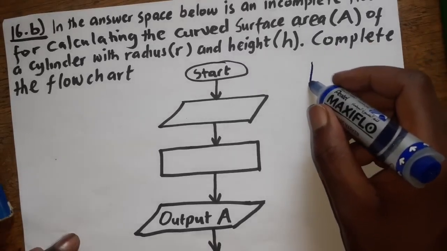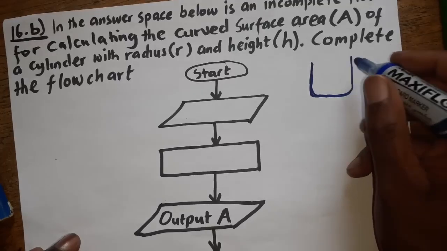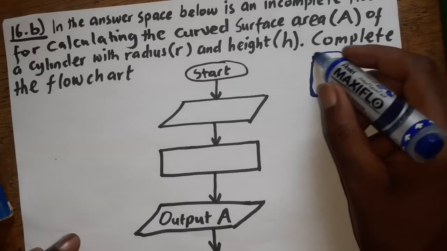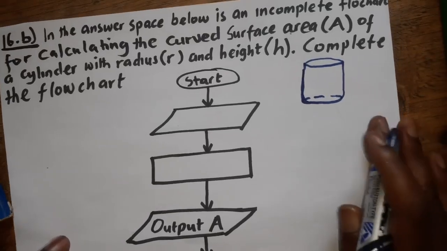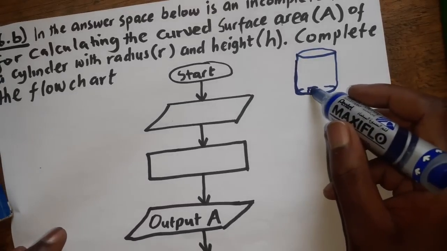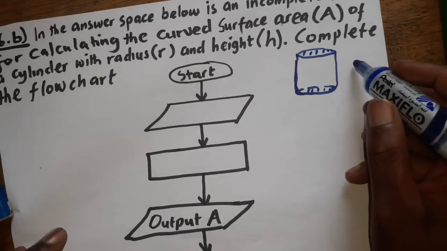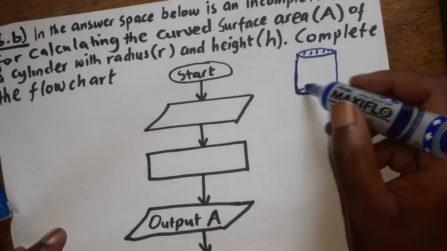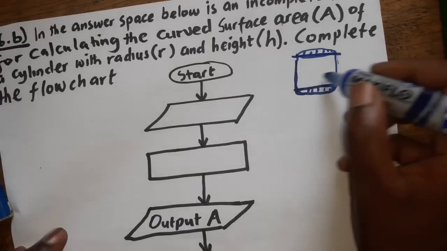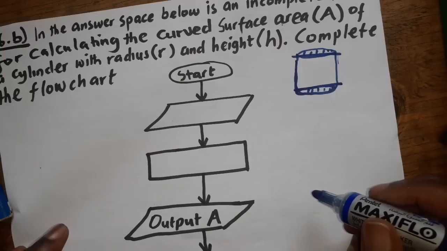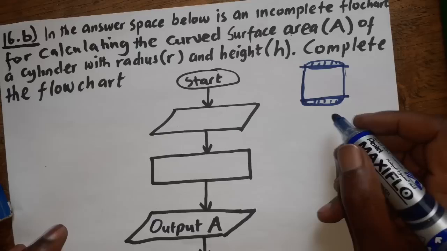So we have, for instance, this is a cylinder, something like this. What we mean by the curved surface area, we do not want the bottom part, even this top part should not be there. We want the middle part, that's the curved surface area. So what is the formula now?